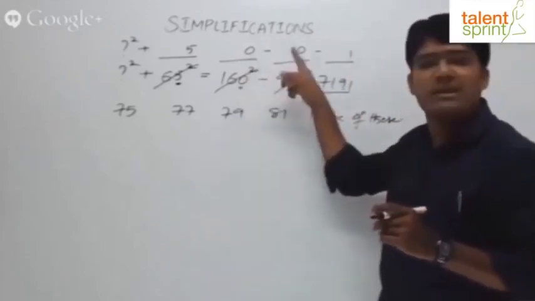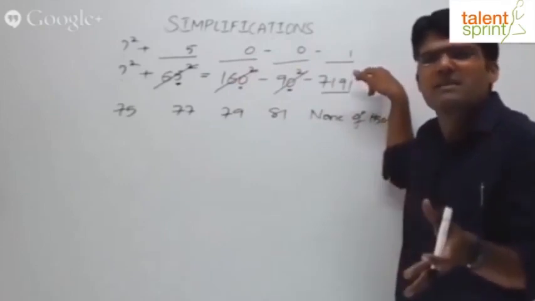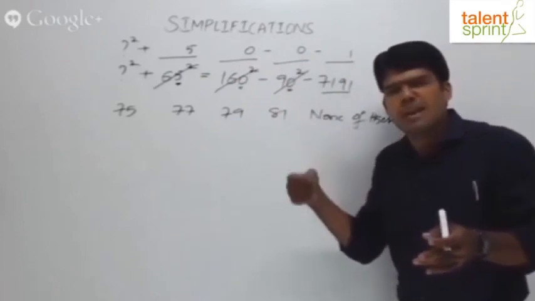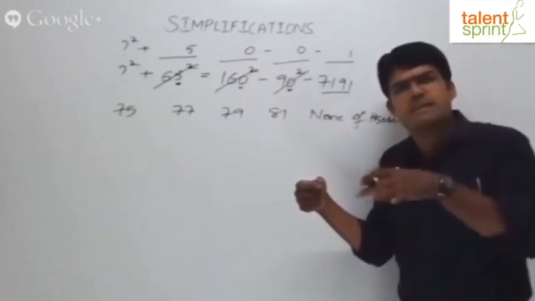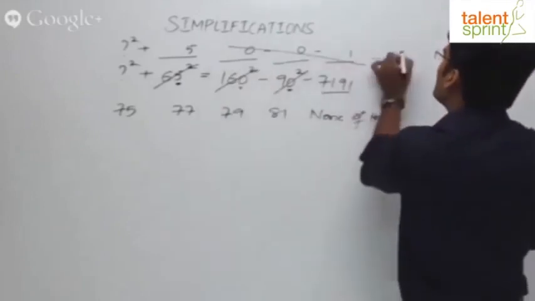I'll just repeat this. 0 minus 0 is 0. 0 minus 1, strictly speaking, is minus 1. But here you are looking at the digits, the units place. 0 minus 1, what do we do? We borrow 1 from the next place. So 10 minus 1 makes it 9. So this right hand side here is going to end in 9.